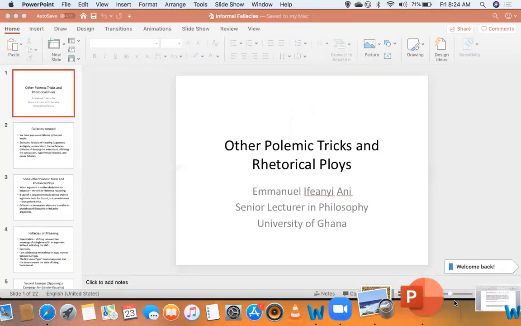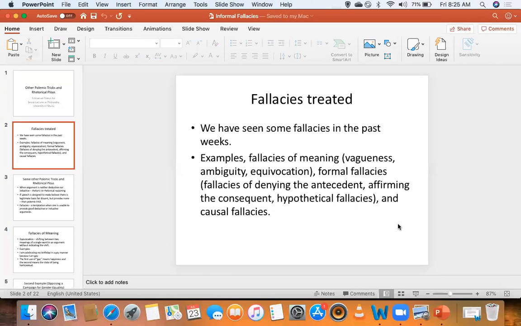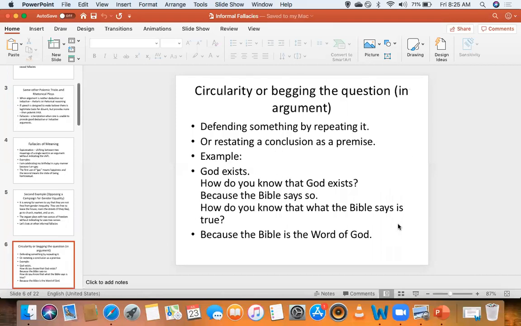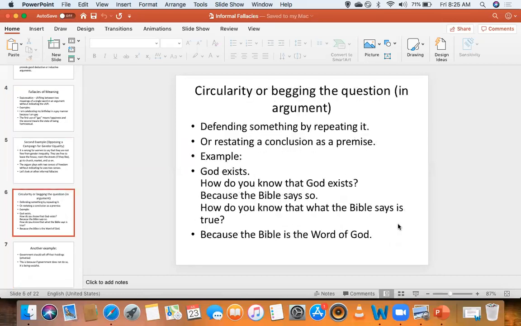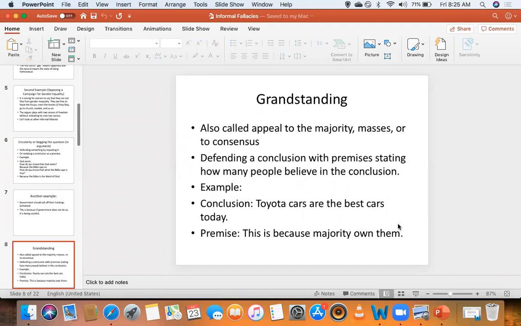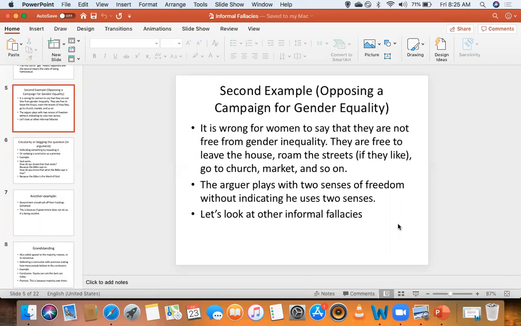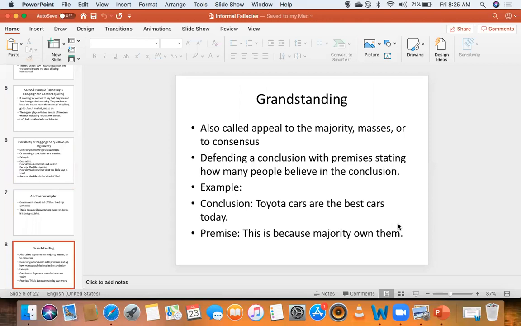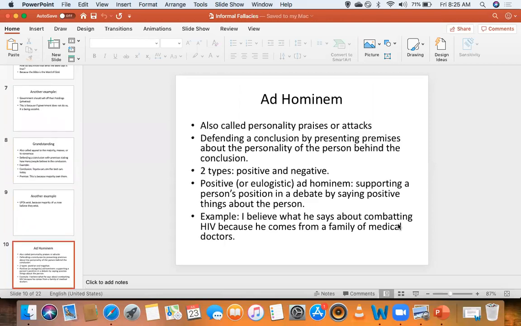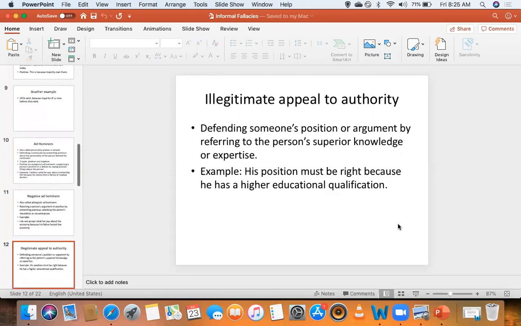And then we went over to the class we had last, where we saw other kinds of fallacies. We saw equivocation in argument. The difference between now, so this is equivocation, which we did before, but in our last class, we were seeing how it works in argument. We also saw circularity in argument as different from circularity in definition. Then we saw grandstanding, appealing to majority. We saw ad hominem, attacking people or praising people instead of supporting or rejecting their arguments. That's a positive and negative ad hominem.